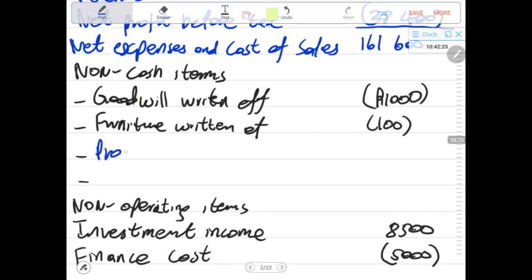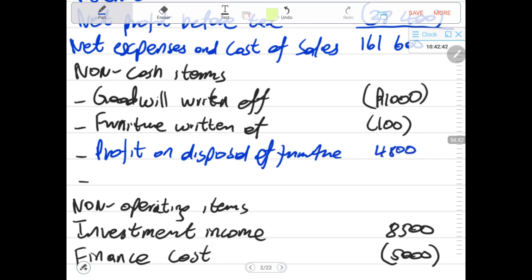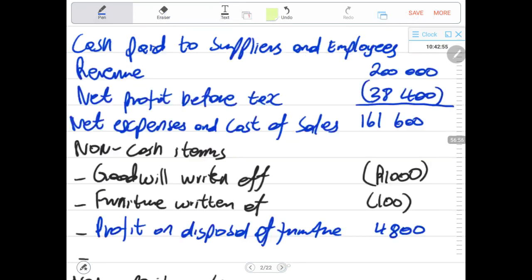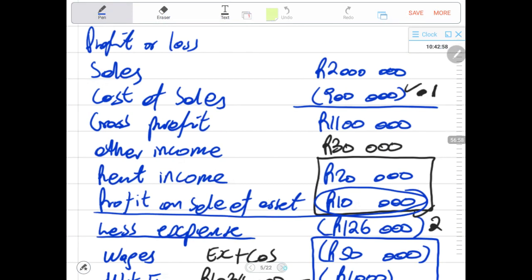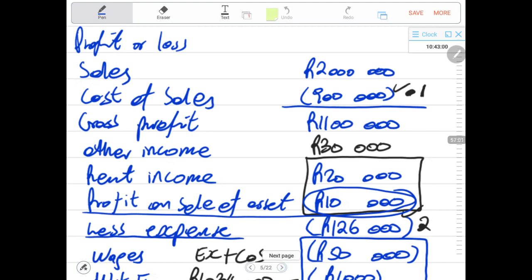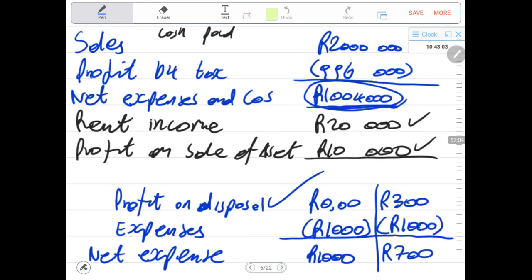This is a profit on disposal of furniture. Remember, guys, this does not mean that a profit on the disposal of the asset is a cash paid to suppliers or employees. No, that does not mean that. It just means that our incomes, meaning any other income and profit, reduce our net expenses. And I want to highlight the fact that we have seen that these net expenses were reduced by the profit.